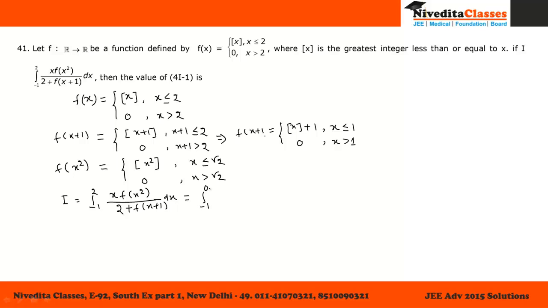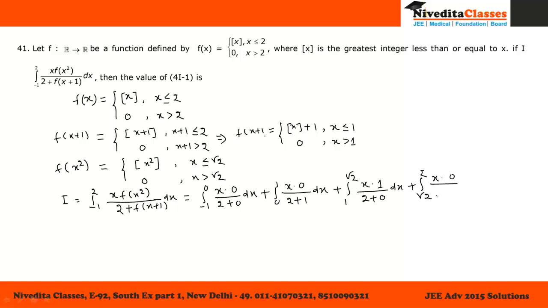This will be the integration from minus 1 to 0 of x into 0 upon 2 plus 0 dx, plus the integration from 0 to 1 of x into 0 upon 2 plus 1 dx, plus the integral from 1 to root 2 of x into 1 upon 2 plus 0 dx, plus the integral from root 2 to 2 of x into 0 upon 2 plus 0 dx.